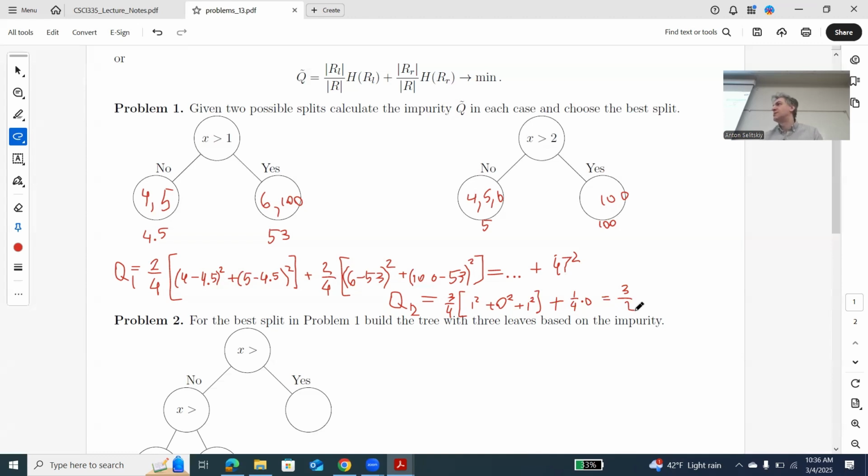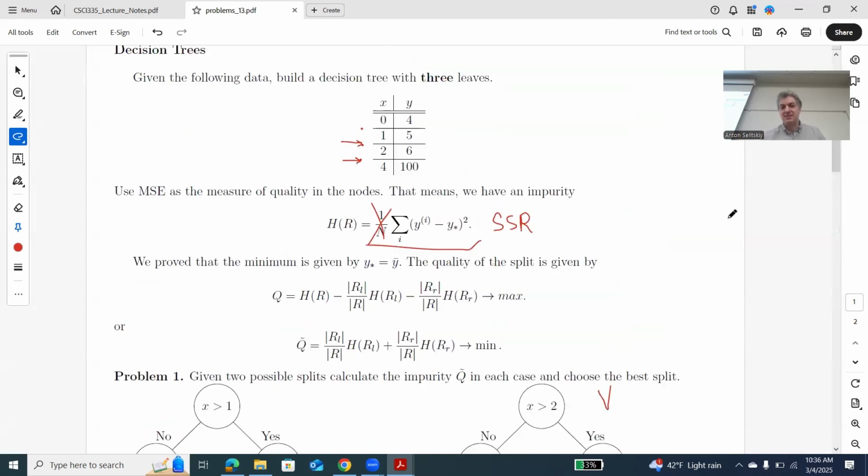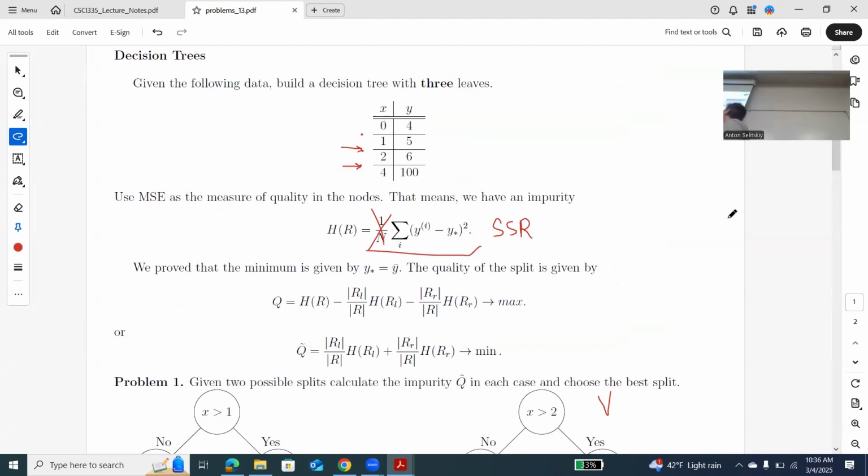So which quality factor is smaller? Just by observation without calculations. Of course, the second one. So we choose this split as the best one. But if you look at the data, as I mentioned before, you can just by observation understand that numbers 4, 5, 6, they kind of close to each other. And 100 should be in a different node.